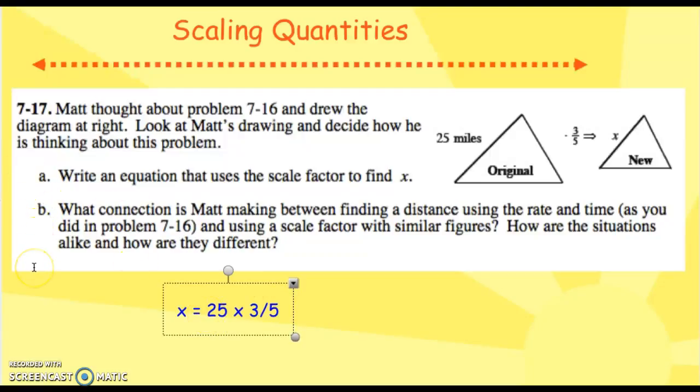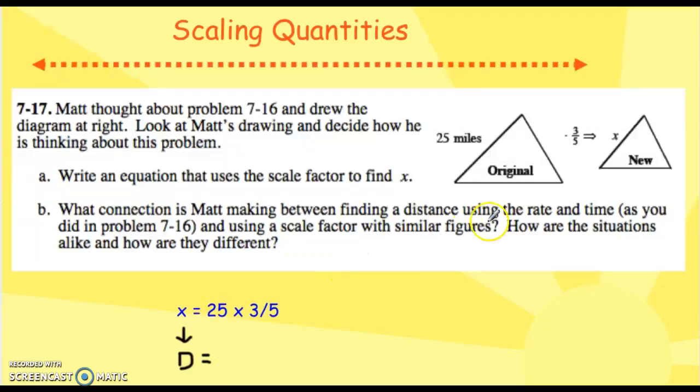Part B says, what connection is Matt making between finding a distance using the rate and time, as you did in problem 7-16, and using a scale factor with similar figures? How are the situations alike, and how are they different? So I have to relate this to distance, rate, and time. So I'm trying to find the distance he had traveled. That was my question. So x is the same as d, which is distance. That's the thing we're trying to find.